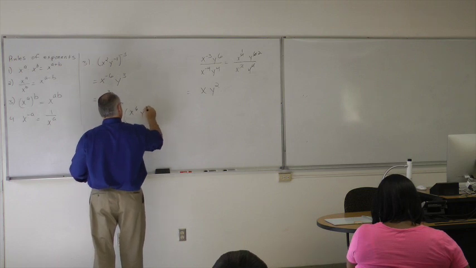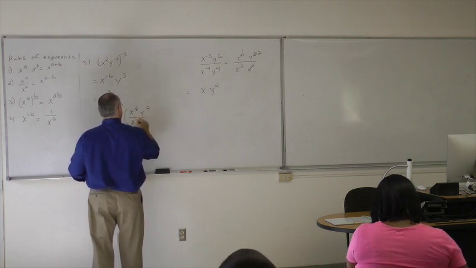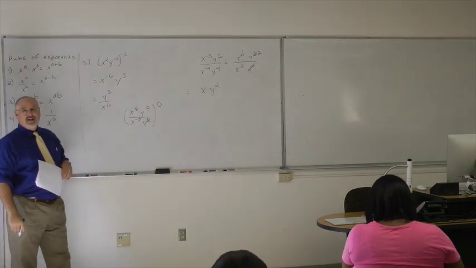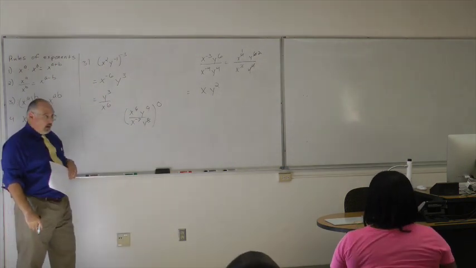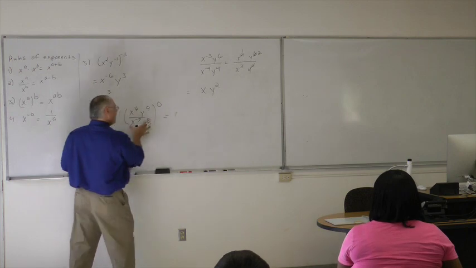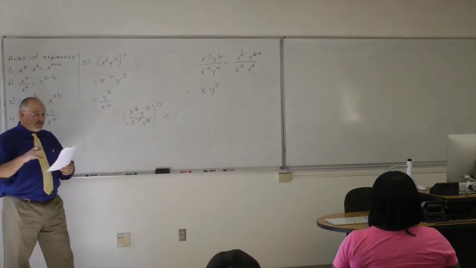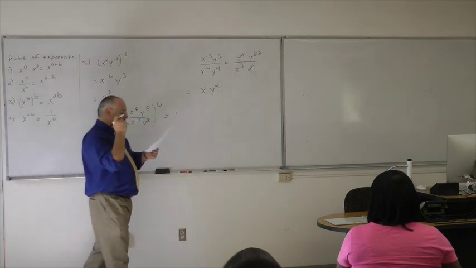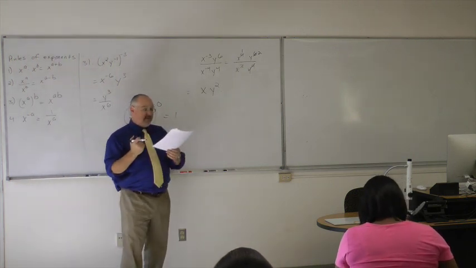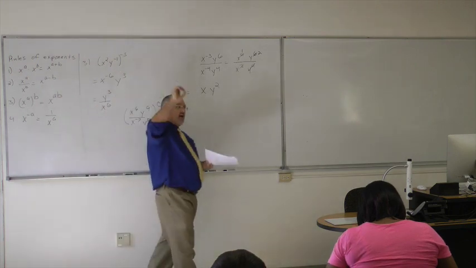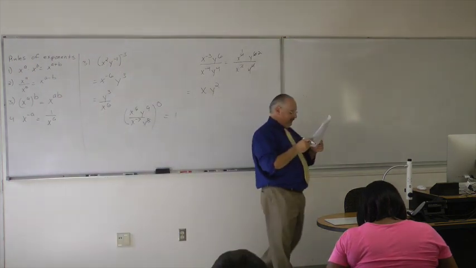What's that equal to? 1. It doesn't matter what's in here. So the zero power is one. You will see on the test something like this, and you can see this in numbers 34 and 35. There are some bases to zero exponents. Anything that's zero power is one.